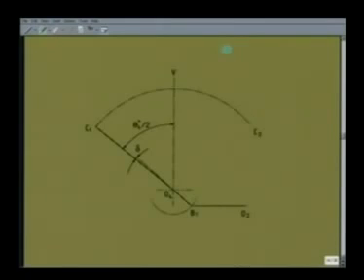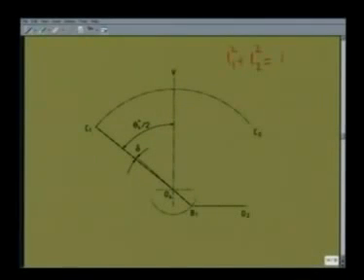That means O2A1 and O2A2, these two extreme positions corresponding to these extreme positions of the follower, the crank angle should be 180 degree. So, we have no quick return, for which we need L1 squared plus L2 squared is the same as L3 squared plus L4 squared.